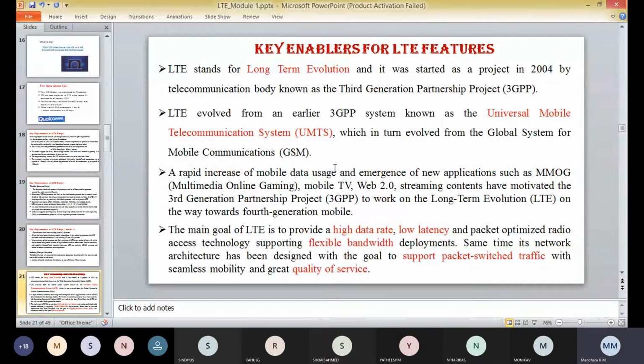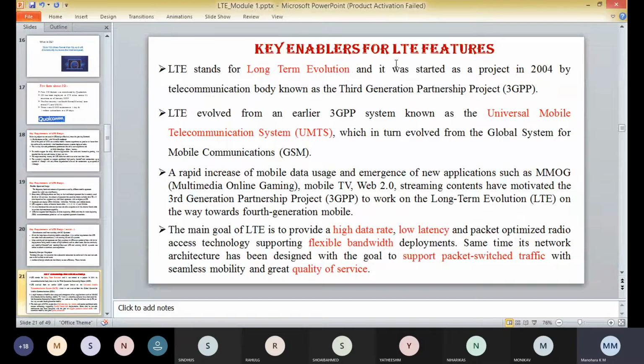Here a rapid increase of mobile data usage and the emergence of a few applications such as MMOG, that is multimedia online gaming, mobile TV, and Web 2.0 streaming contents have motivated the third generation partnership project to work on the long term evolution on the way towards fourth generation mobile.